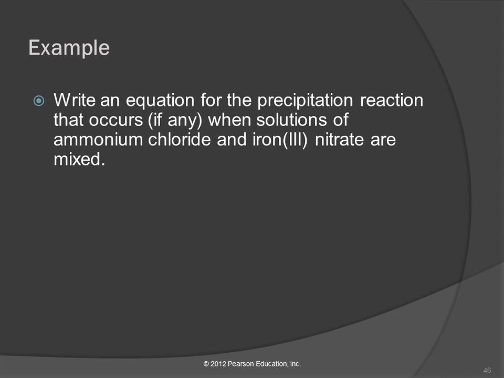So we're going to do a couple more examples of those precipitation reactions. Here it says, write an equation for the precipitation reaction that occurs, if any, when solutions of ammonium chloride and iron 3 nitrate are mixed. So we need to write the formulas for these ionic compounds. So this is a little review of nomenclature for you.